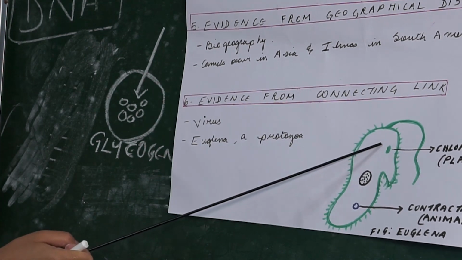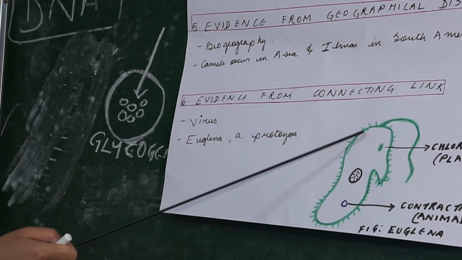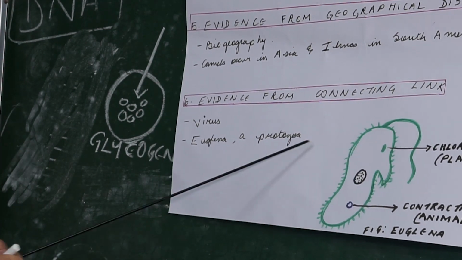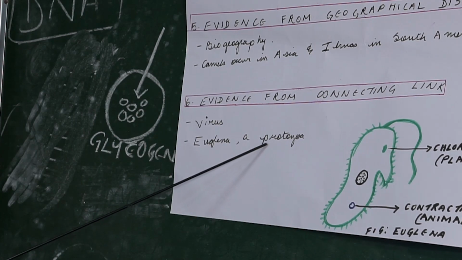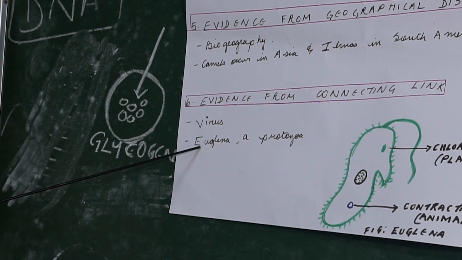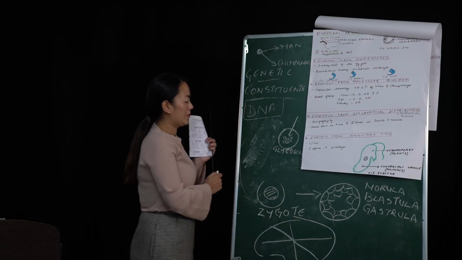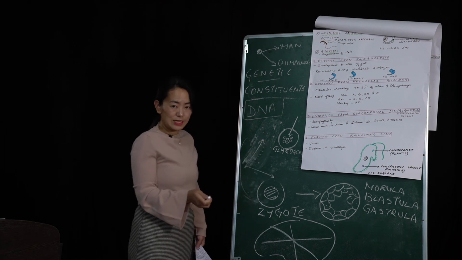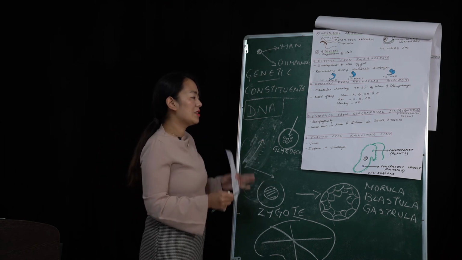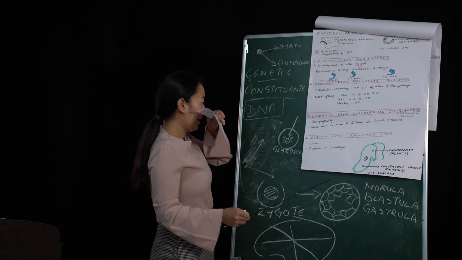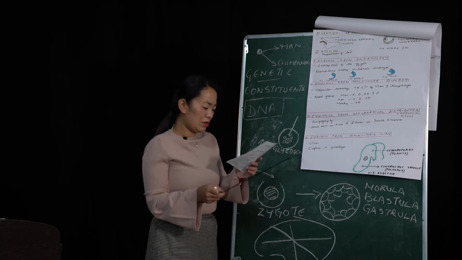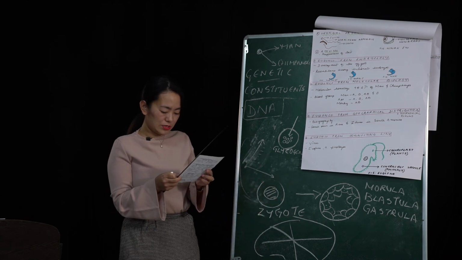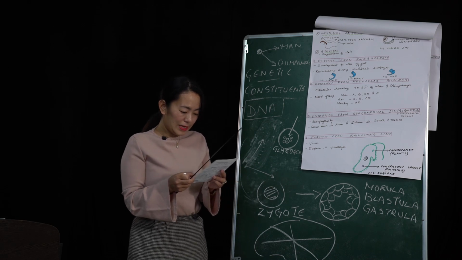So in due course of time, what they said was that plants and animals have the same characteristics in one organism, that is the Euglena, which is a single cell organism. And then it got separated, which led to the formation of plants and animals. Remember that. That is called divergent evolution. Okay, besides this, I want you to write the notes on these definitions.